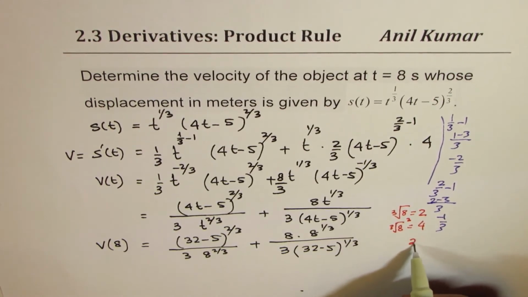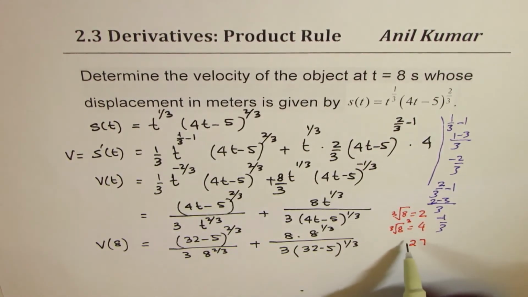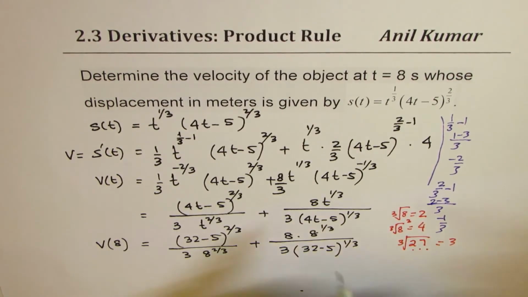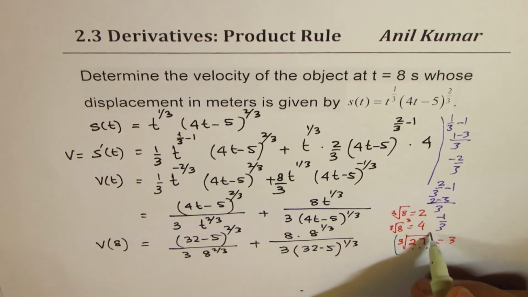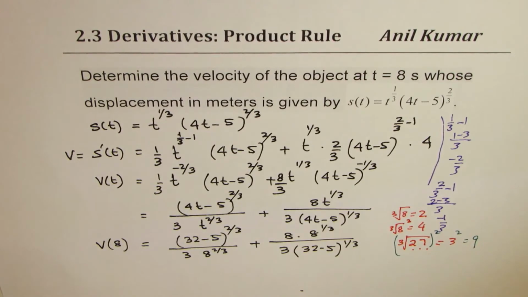So let me calculate this: 27, and we have two terms with it. One is the cube root. The cube root of 27 is 3, right? 3 times 3 times 3 is 27. And if I have to square it, it will be 3 squared, which is written as 9. So I hope you know all these values now. So we'll replace these values.